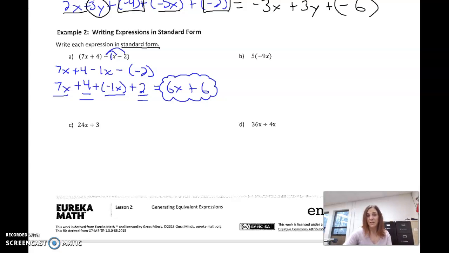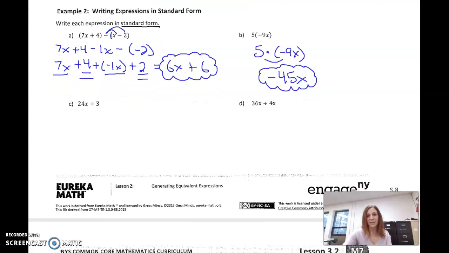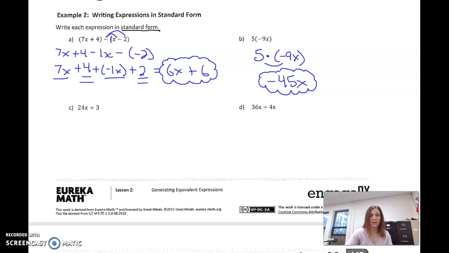This one right here hopefully looks familiar, right? This is just 5 times negative 9x. So that's like saying negative 9x 5 times, right? So we just multiply the 5 and the negative 9 together, and that becomes negative 45x. The new one that we didn't spend a lot of time on, but really is not different from the chart we did in the first video, are these right here. 24x divided by 3. Remember, that's like saying 24x over 1 times 1/3. Basically, what this is getting us to do is write it with a fraction bar or a division bar.